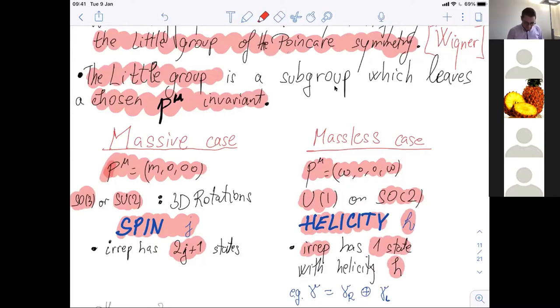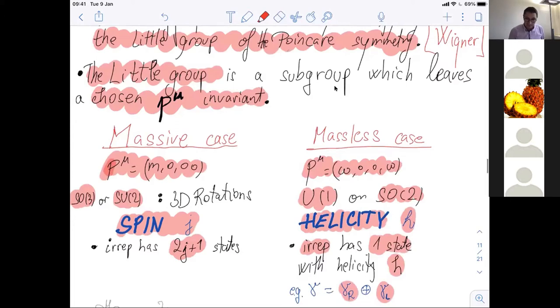In particular, a photon can be left polarized. Photon is a massless particle. It can be left polarized or it can be right polarized. These are two irreducible representations. Their direct sum is the photon under the little group.